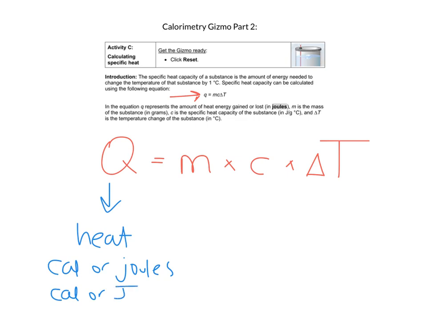So to figure out how much heat is absorbed or released during a reaction, or when two objects of different temperatures are near each other, we need to know the mass of the objects. So M is for mass. And mass is always measured in grams. So we'll see that in the unit G for grams.